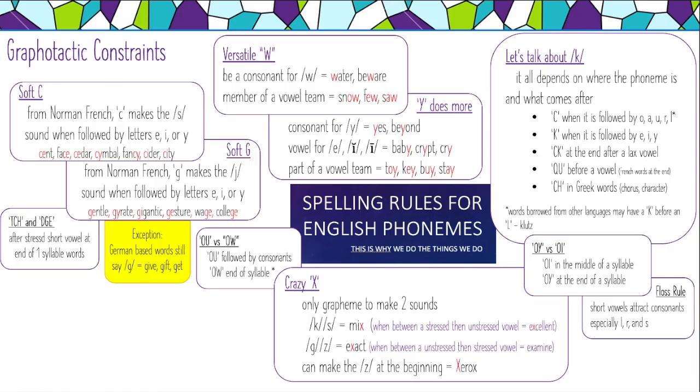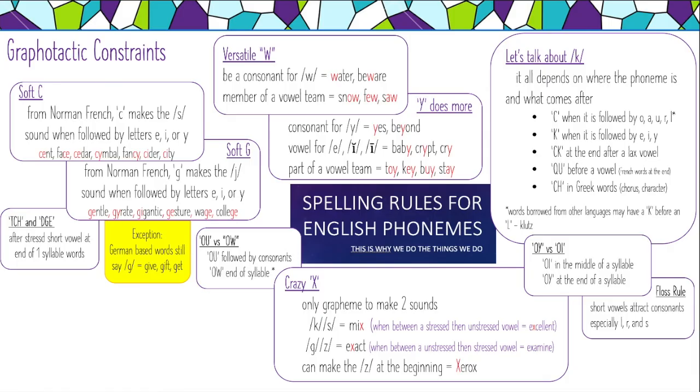So crazy X is the only grapheme that can make two sounds. And most often we say the X is going to represent a K and a S. But that is only when we have it in between an unstressed vowel or at the end. If you have an unstressed and then a stressed vowel, it's actually going to make the voiced version of z, so exact. So it's really another indication of why we really should spend some time early on helping kids to understand what a schwa is.